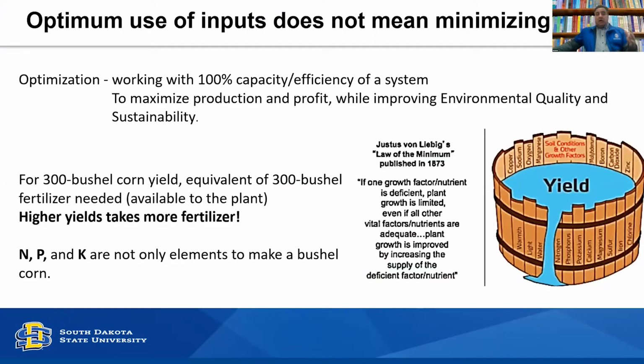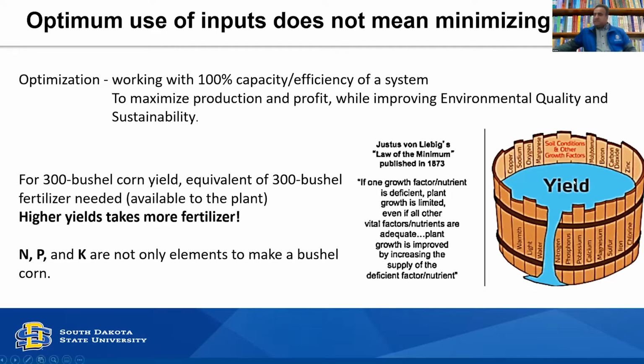Something to consider is optimum use of input does not mean minimizing them. Of course, we want to apply less amount of chemical or fertilizers, but optimization does not mean minimizing them. Optimization is working with higher percentage of the capacity or efficiency of the system. And with optimum level of input, we will get higher efficiency or capacity.